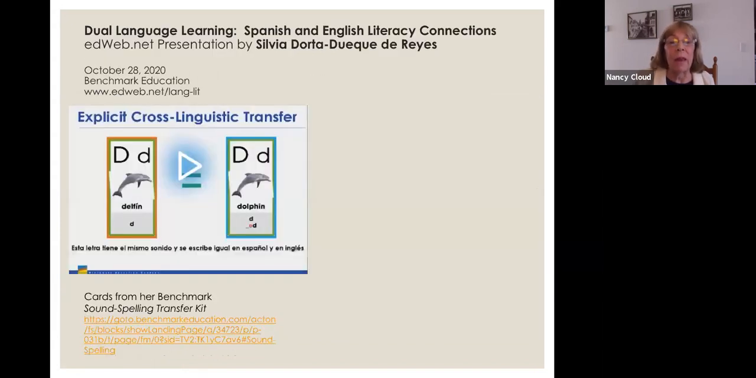but we want to start to help them to see how their two languages work the same and different. And this is an actual program that Silvia Dortaduque de Reyes developed. It's published by Benchmark. I'm not trying to sell it to you at all because it's better if you do this within the program you're using, not as a separate kit. That's my opinion. She shows the kids how, with the same image, dolphin and delphine, the D works in both languages the same.